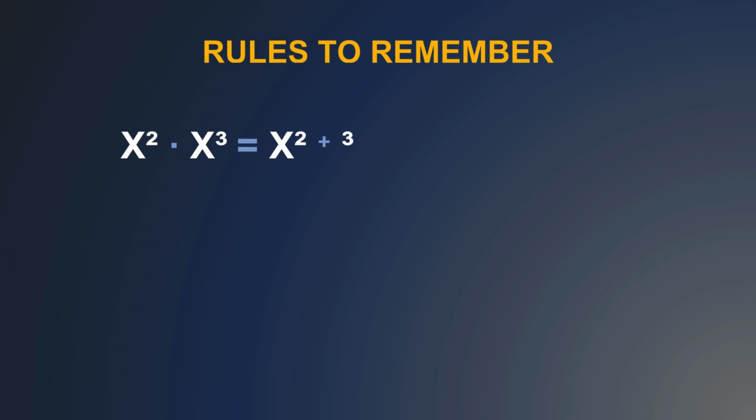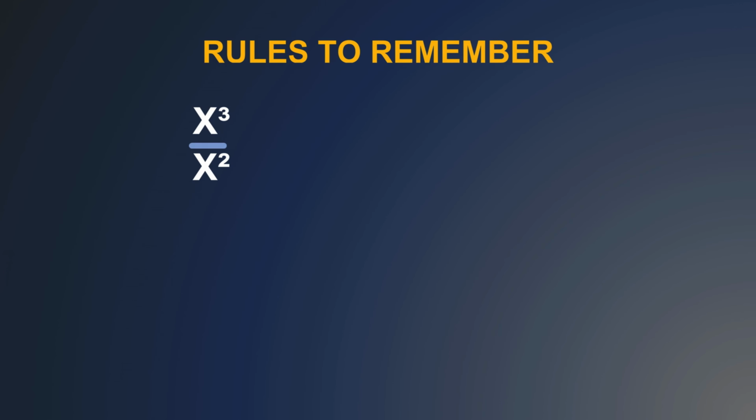Okay, the second rule says that if two numbers with the same base are multiplied, then their powers are added. For example, x to the power 2 multiplied by x to the power 3 can be written as x to the power (2 plus 3), or in other words, x to the power 5. We can say that x to the power a multiplied by x to the power b is equal to x to the power (a plus b).